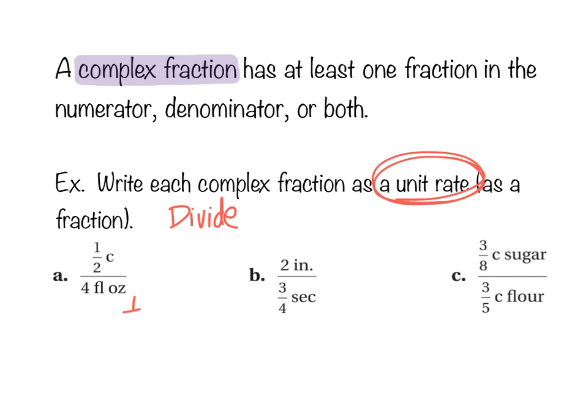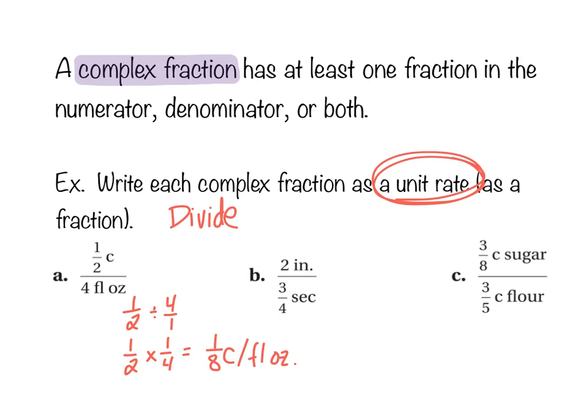1/2 divided by 4, or 4/1, is the same as 1/2 times 1/4, which is 1/8, and now I can label cup per fluid ounce. OZ is actually the abbreviation for ounce. If you're a recipe person, you probably know that if you do some cooking.